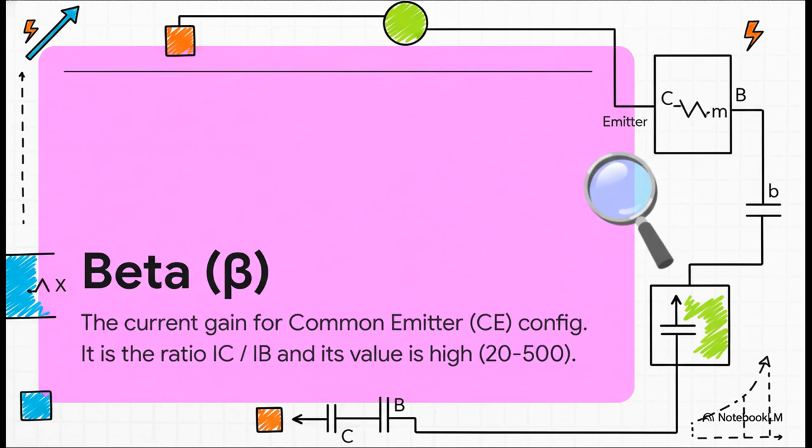Now let's look at our most popular setup, the common emitter. Its gain is called beta, and this is where the amplification magic really happens. Beta is the ratio of the collector current to the tiny little base current, and its value is usually really high. We're talking around 100, maybe even more. It means a tiny trickle of current at the base can control a massive flood of current at the collector.